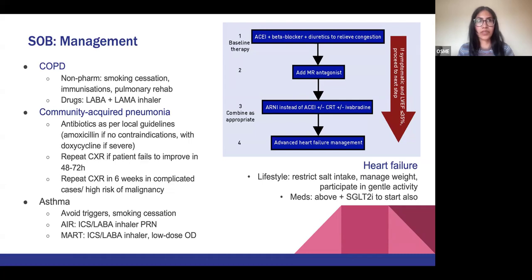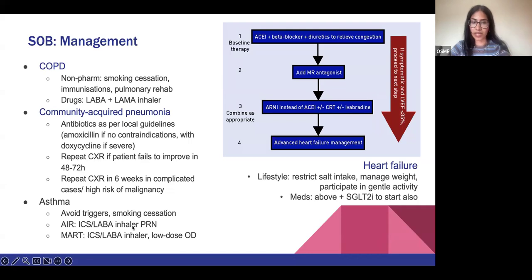For the pneumonia, you can just say you're going to start them on antibiotics as per the guidelines. You don't need to know specifics, but typically for a community-acquired pneumonia, it's amoxicillin to start. There are different guidelines on whether you have to repeat chest X-rays. But the repeat in 6 weeks one that you might have been told to check if there's a cancer underneath the pneumonia is only really relevant if the pneumonia was complicated to begin with, or if the patient has a high risk of malignancy themselves.